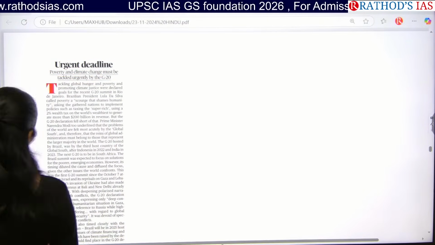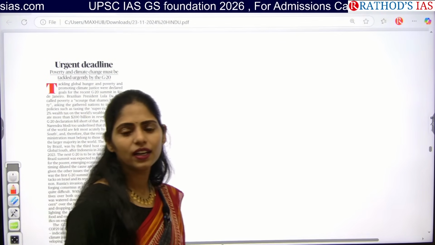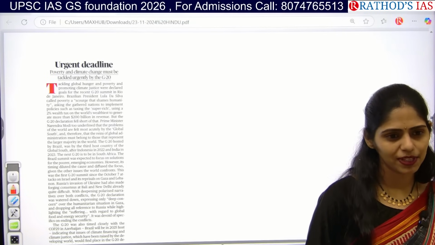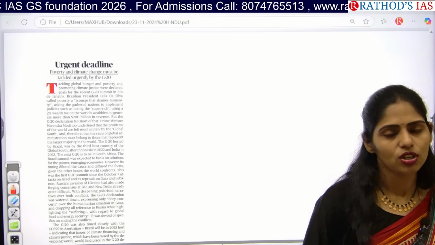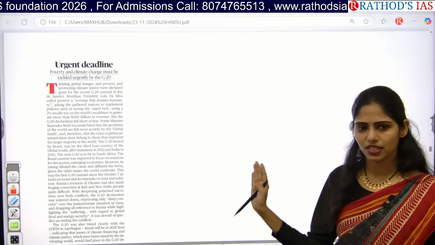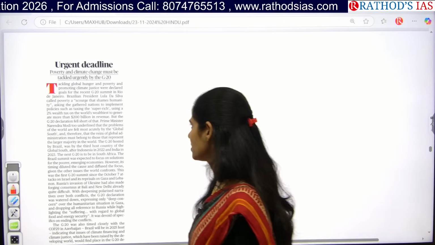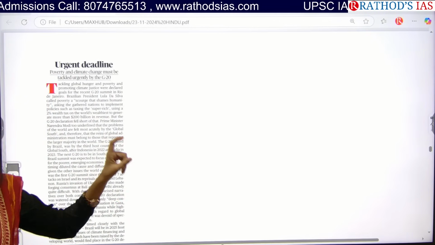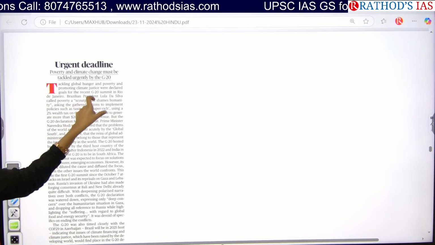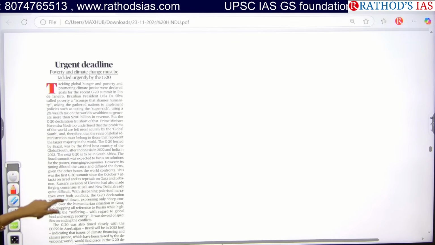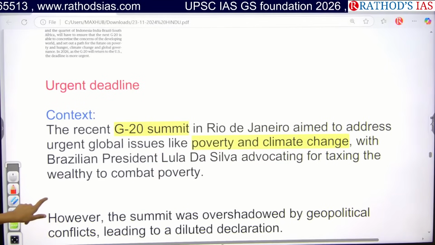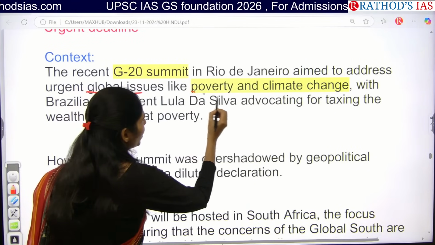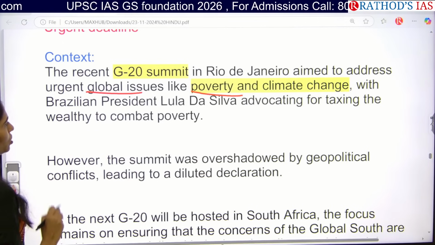Okay, now let us see here. What is this G20? Group of 20. So what is the G20? There are 19 countries plus the European Union. They are part of this G20. So every year we will be having this G20 summit. Now this G20 summit is happening in Brazil. So in this summit they talked about, yes, climate change is also increasing poverty now. Because of this, G20 needs to take some steps to control this climate change. So actually the recent G20 summit in Brazil aimed to address urgent global issues like poverty and climate change. So this is what was mainly said.